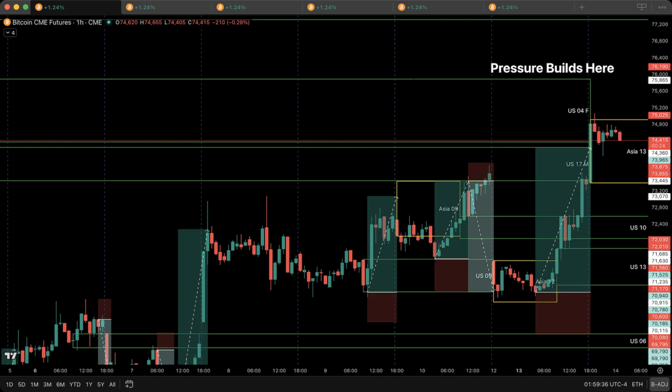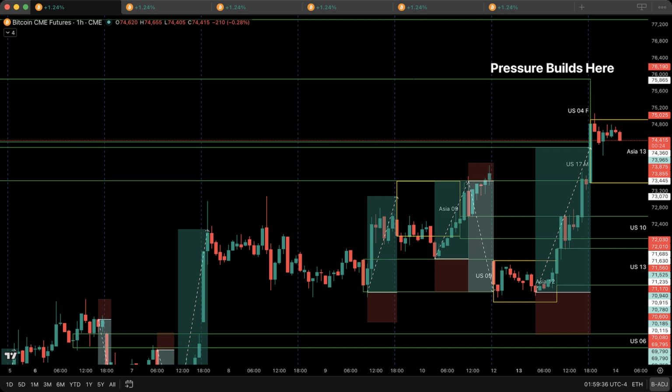This is where most lose control. They chase here. They get trapped. They exit late. But structure is clear. Entry was below. Inside April 12th Asia. Targets were above. April 10th. March 17th. February 4th.